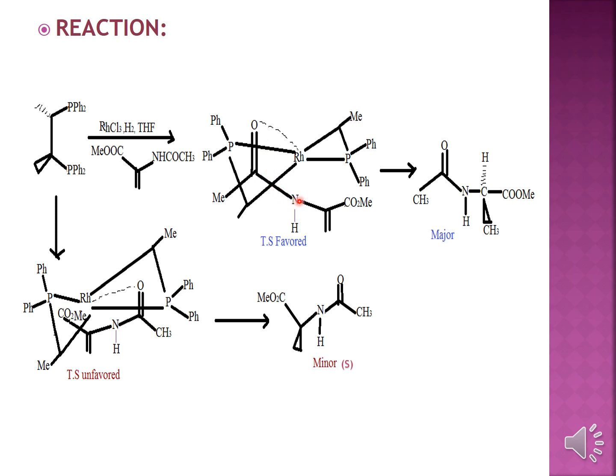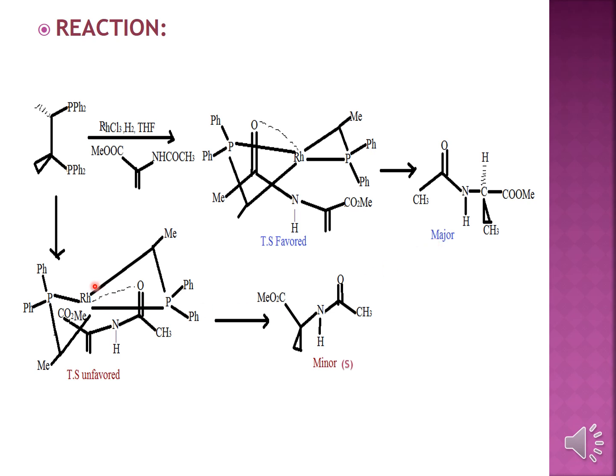CH3CO, then NH, CH, and this changes to CH3. There is a shifting of the bond, you generate the carbanion, and then you abstract the proton. So you get NH, CH3, CO2Me. Again, this is in the R configuration, which is your major product.